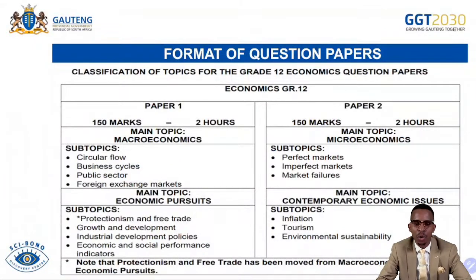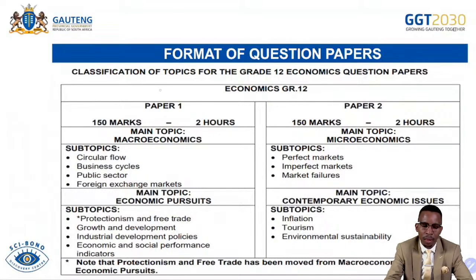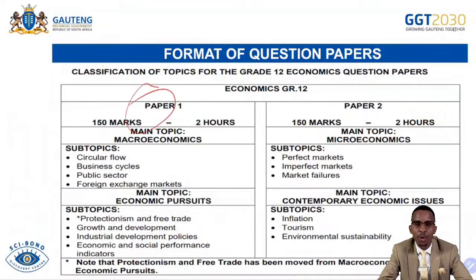This is the layout of our content and question papers. As for paper 1, since we are in paper 1 today, obviously we have macroeconomics that consists of 4 topics, which are the circular flow, business cycles, public sector, as well as the foreign exchange market. Remember, these topics will be in your question 1, section B, which is question 2, also as a part of question 4, as well as question 5 in section C.